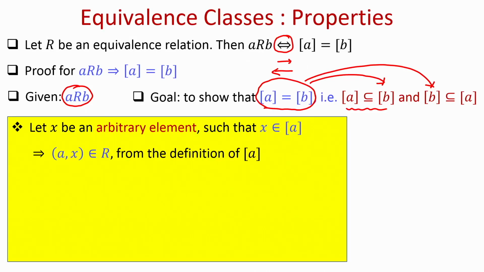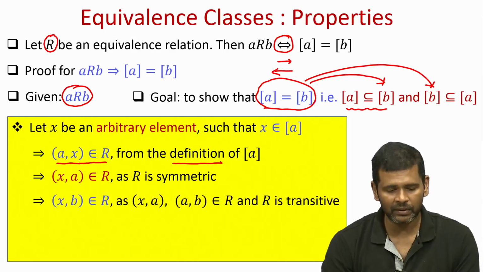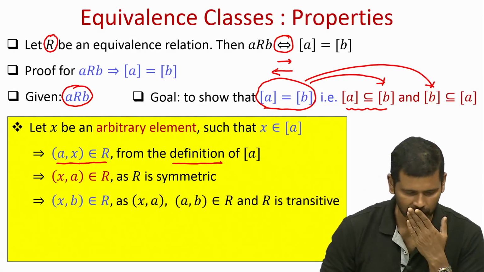So, since x is present in the equivalence class of A, I can say that (A, x) is present in relation R. That means A is related to the element x, because that is the definition of an equivalence class of A. Now, I am also given that R is an equivalence relation, and one of the requirements of an equivalence relation is that it should be symmetric. And if relation R is symmetric and (A, x) is present in R, then (x, A) is also present in R. Okay.